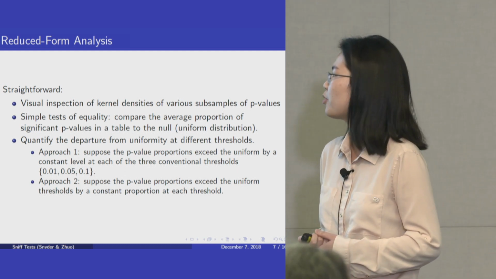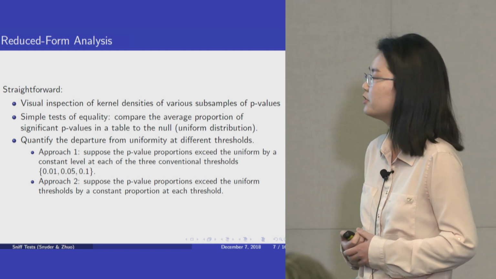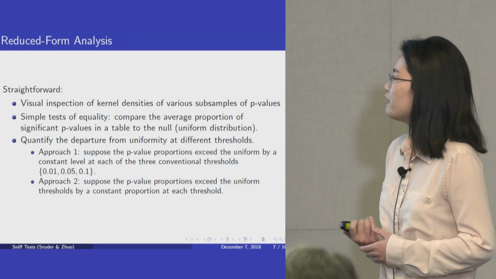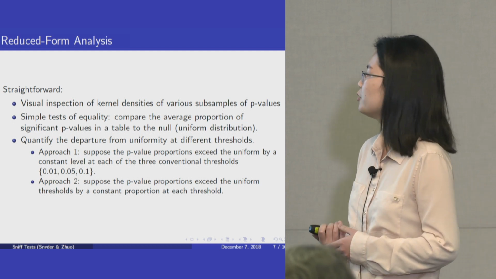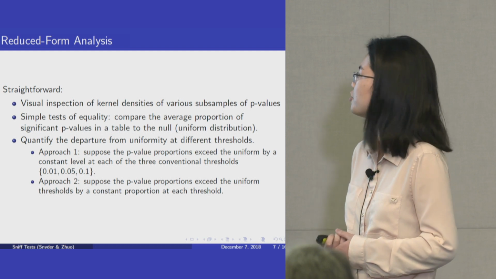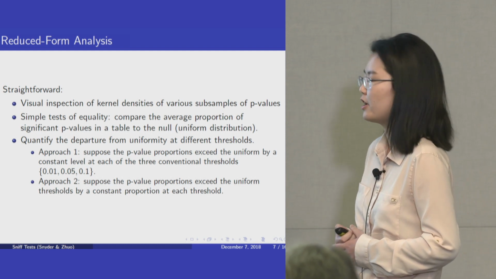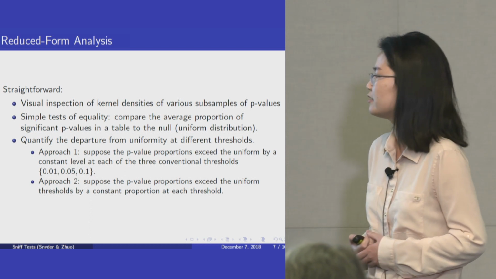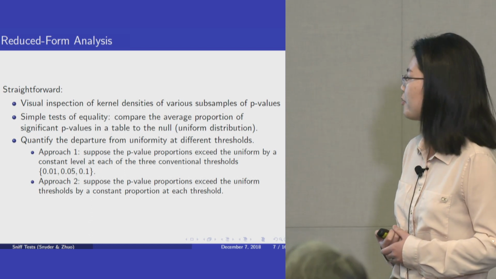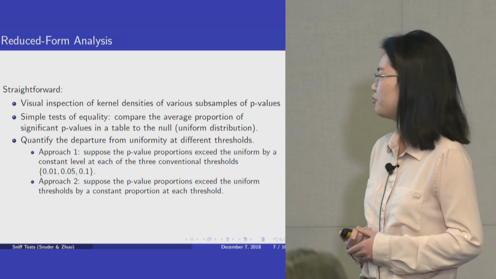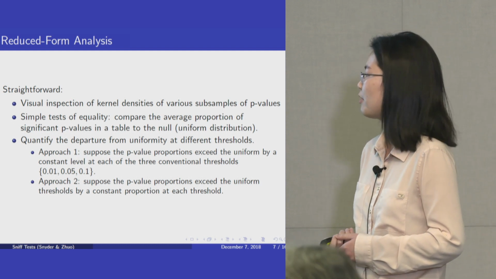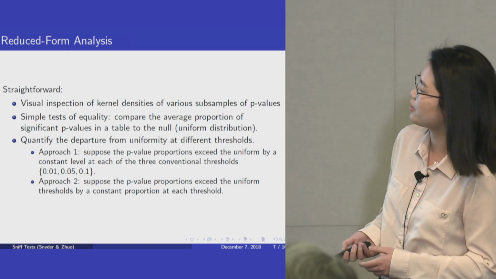Then we quantified the departure from uniformity at different thresholds using two approaches. The first approach supposes the p-value proportions exceed the uniform benchmark by a constant level at each of the three conventional thresholds, 1%, 5%, and 10%. And for approach 2, we suppose the p-value proportions exceed the uniform threshold by a constant proportion at each threshold.